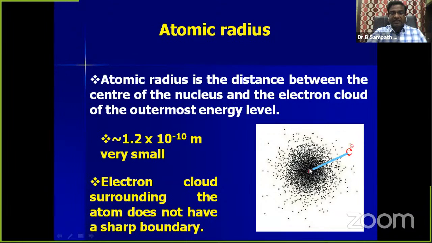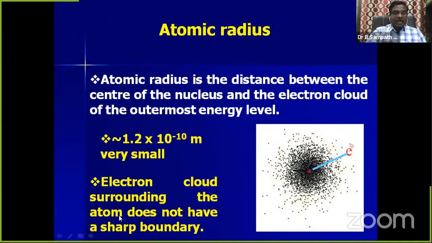See, children, this is the center of the nucleus and center of the atom, and the electron cloud. Here, this is the electron cloud totally, and this is the outermost electron cloud. Here I have labeled an electron, and the distance between the center of the nucleus and this outer electron is called its atomic radius. Actually, atomic radius is very small, children. That is approximately 1.2 into 10 power minus 10 meters. It is very, very small.